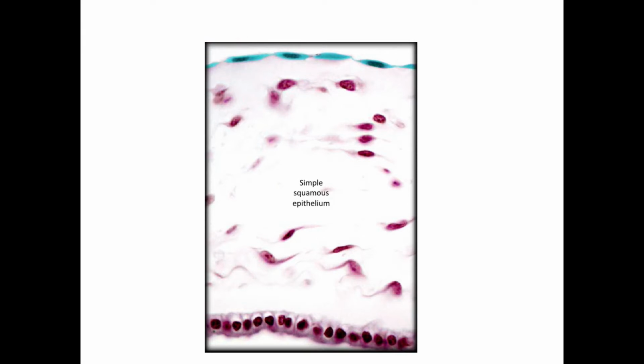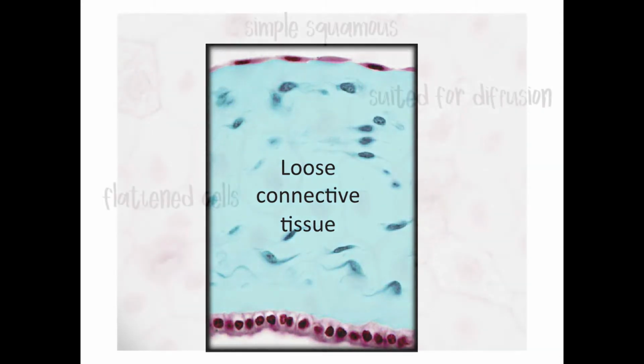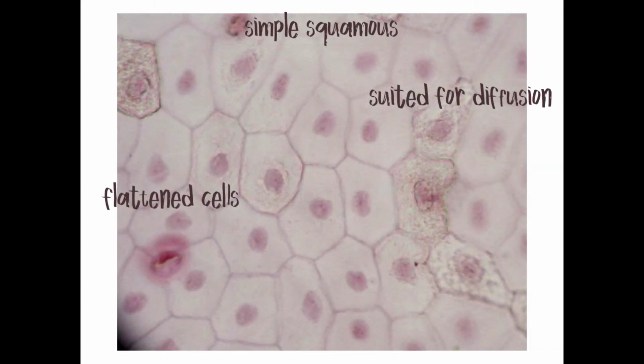Now this type of cell, this simple squamous, is kind of like a pancake layer, and then you have the loose connective tissue that's on the basal side of the cell. Actually, back up. Then you have the basement membrane at the bottom there. So simple squamous is more suited for diffusion.